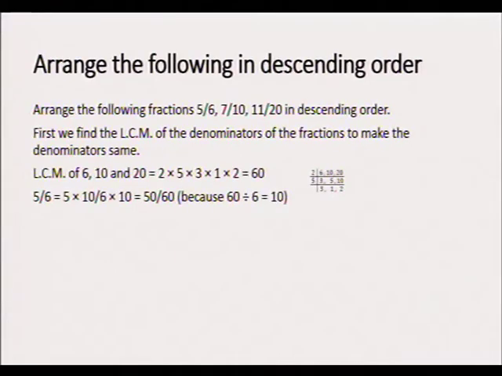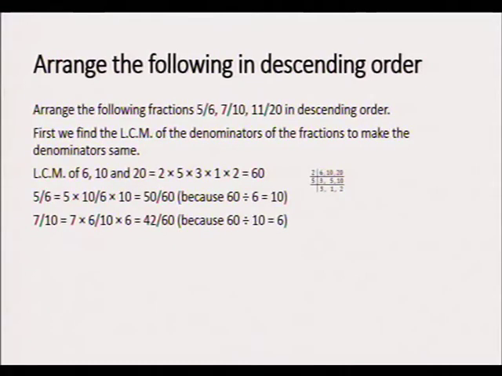Now, here you see 5 over 6 is equal to 5 times 10 over 6 times 10. Now, why are you multiplying it with 10? Because for you to get 60, you need to multiply 6 times 10. So when you multiply the bottom, you multiply also the top. And then that's how you get 50 over 60.